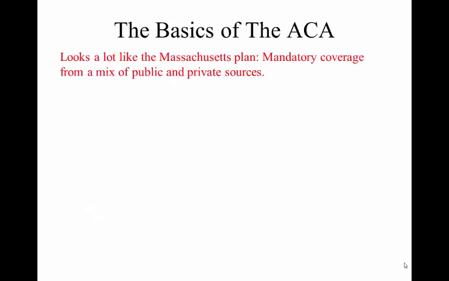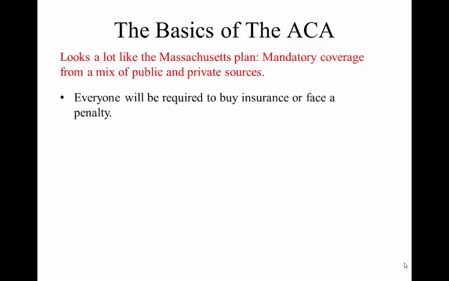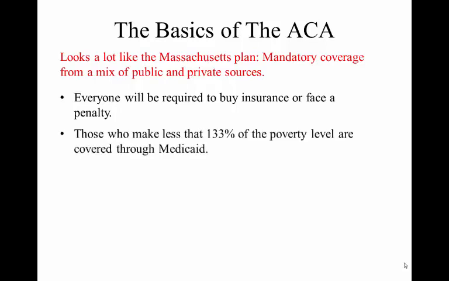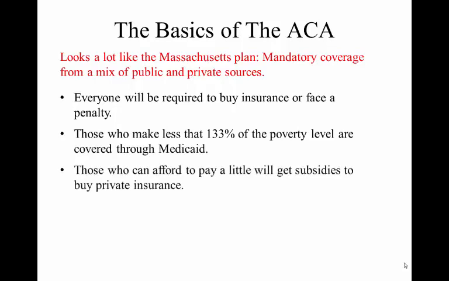The basics. The healthcare plan looks a lot like the Massachusetts plan it was modeled on. You've got mandatory coverage from a mix of public and private sources. Basically, everyone is now required to buy insurance or face a penalty. Those who make less than 133% of the poverty level are covered through Medicaid. Those who can afford to pay a little will get subsidies to buy private insurance.